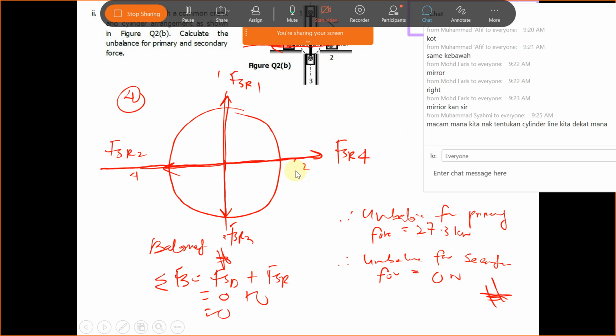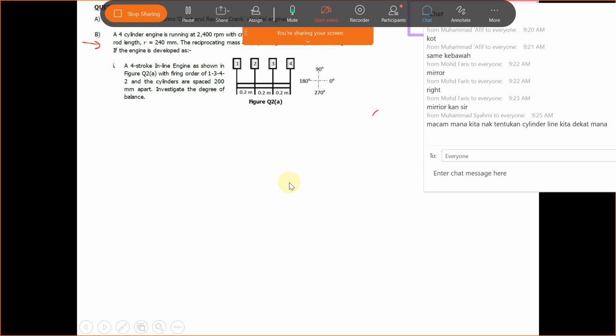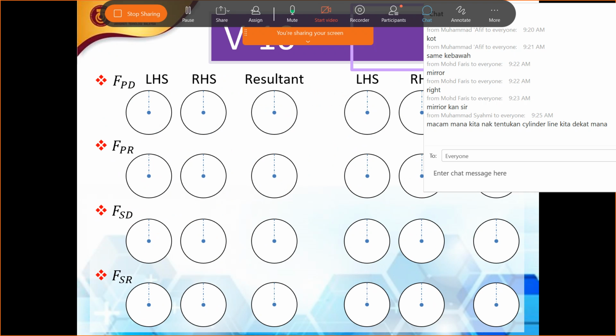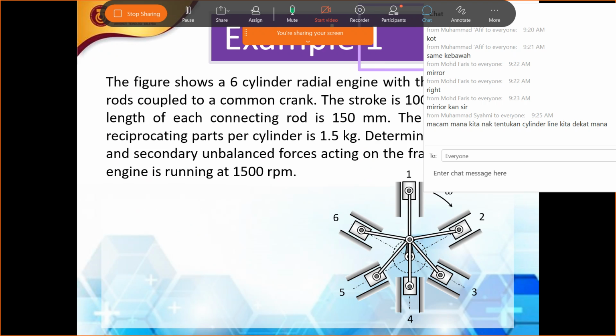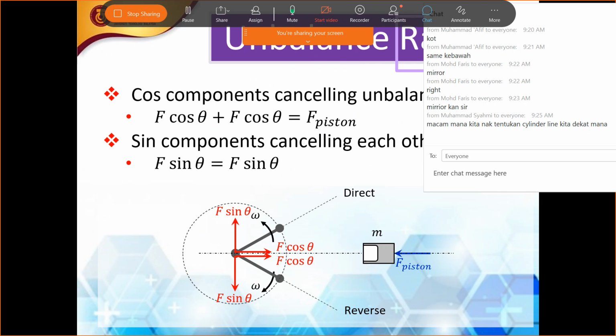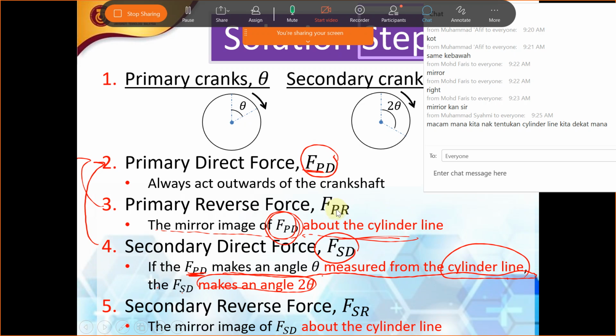Yang perlu kita tentukan adalah dia punya secondary force dan juga primary force. Dekat mana kita nak tentukan? Macam mana kita nak tentukan? Based on rules yang dia bagi tahu dekat sini. This one. Okay, based on rule this for this one. Okay. Clear?